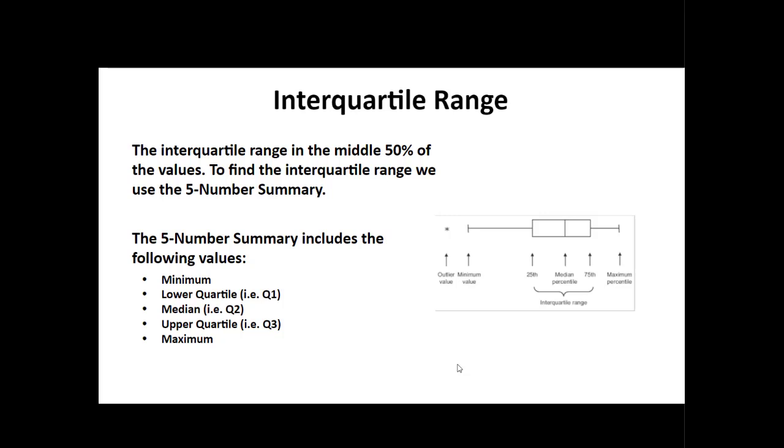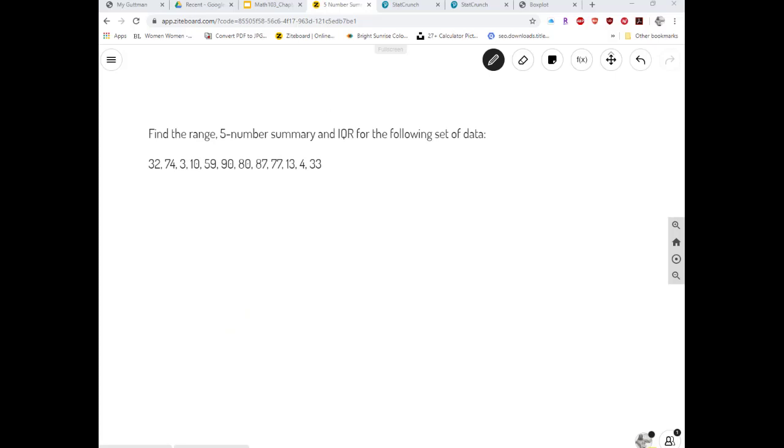Let's do a couple examples to warm up. Let's start by just doing a warm-up with this particular set of data. Here I have several numbers. Let's see what we can work with. Okay, so I have the numbers 32, 74, 3, 10, 59, 90, 80, 87, 77, 13, 4, and 33. And just for context, let's just say that these are test scores. I should have put that in context, but oh well, now we have.